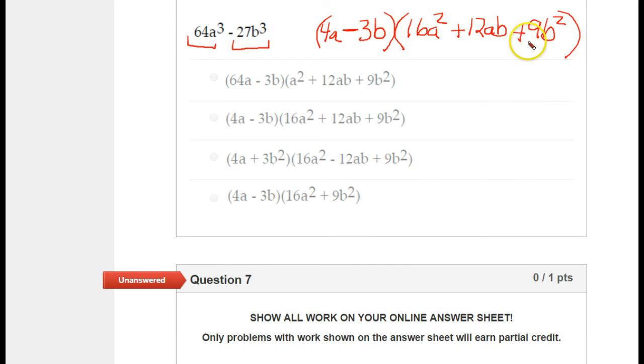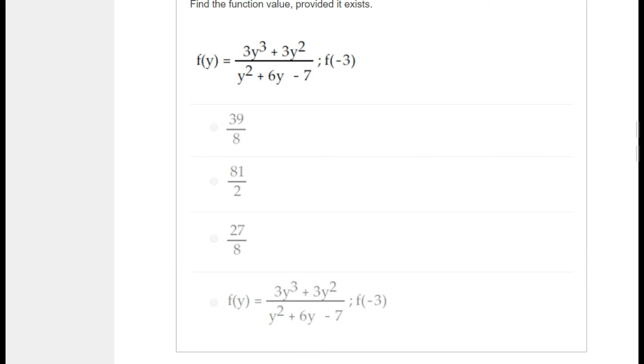And that is the recipe. So we look for this, this, this, and this. This looks like the one here. Okay. Question 7. And notice I've given you an example of what the work should look like.